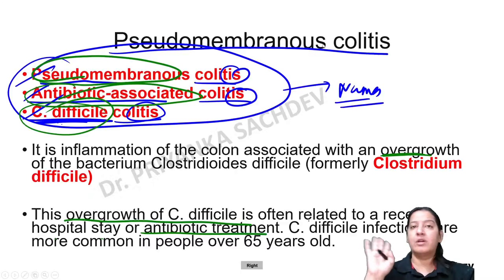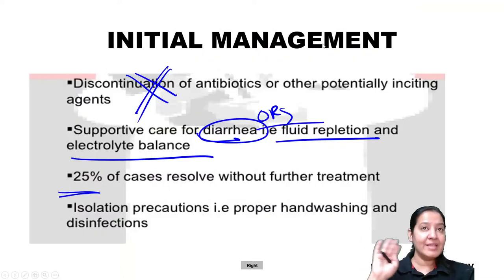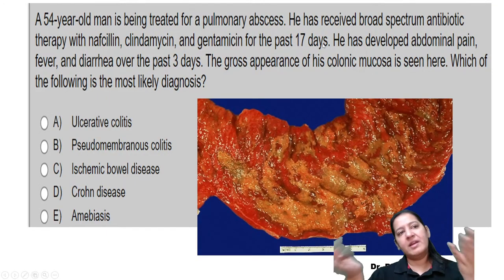So it is a spotter. Pseudomembranous colitis comes very often in the exam. It is a spotter. Looking at the history, the history is very typical. There will be a prolonged course of antibiotic, right? The examiner can ask the treatment also.